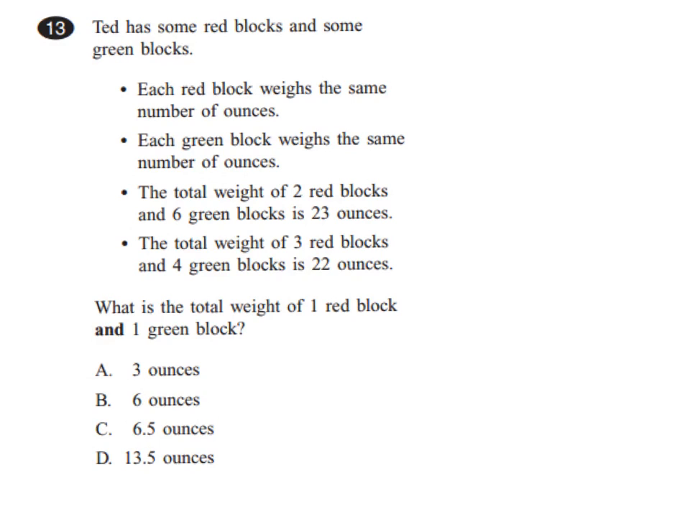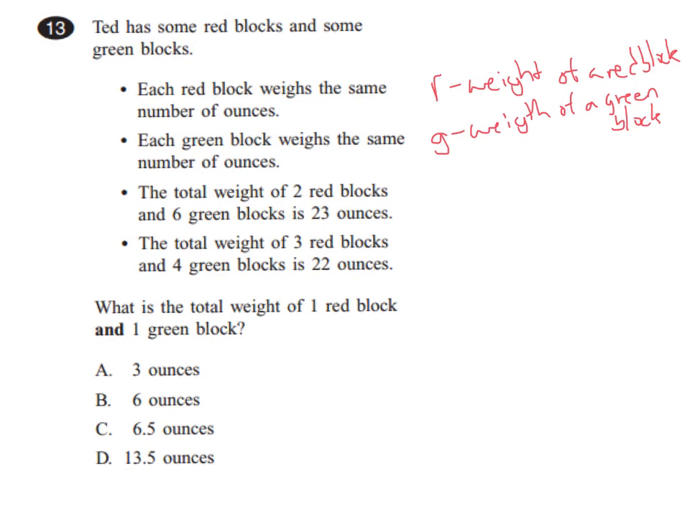So we end up with 2 equations from the problem, because we know if we say that R is the weight of a red block and G is the weight of a green block, then we know that twice the weight of a red block plus 6 times the weight of a green block is equal to 23, and then we also know that 3 times the weight of a red block plus 4 times the weight of a green block is equal to 22.